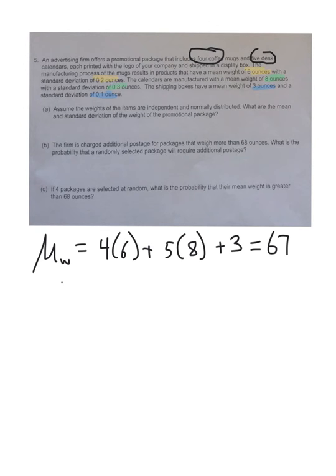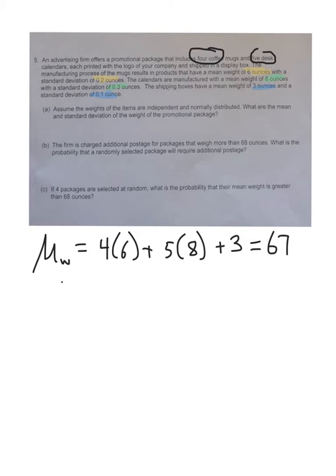Let's see. They shipped 5 desk calendars and 4 coffee mugs. Okay, so what's the whole thing going to weigh? So we might write it like this. This is for the whole package. We got 4 coffee mugs, 6 ounces each, 5 desk calendars, 8 ounces each, and just 1 box for the whole mess. And so that's going to be 67 ounces.